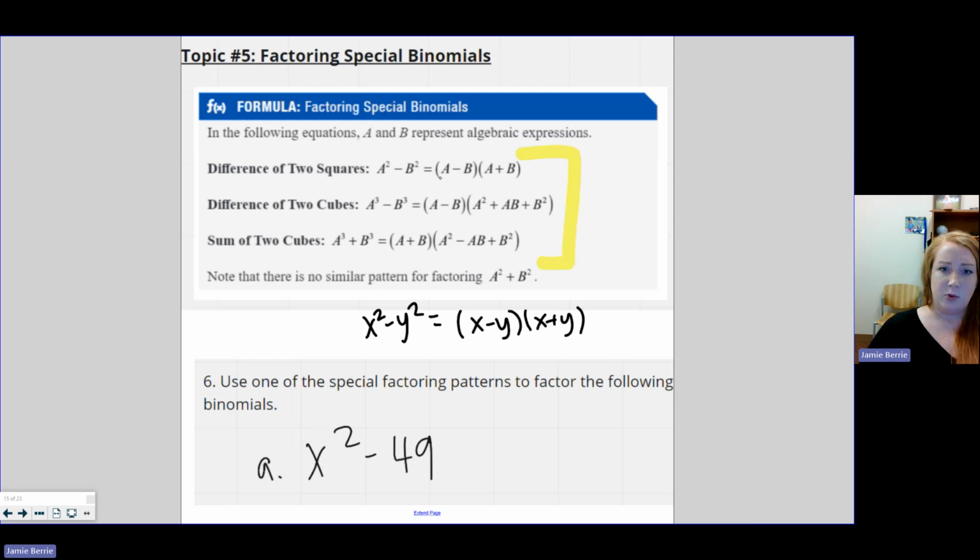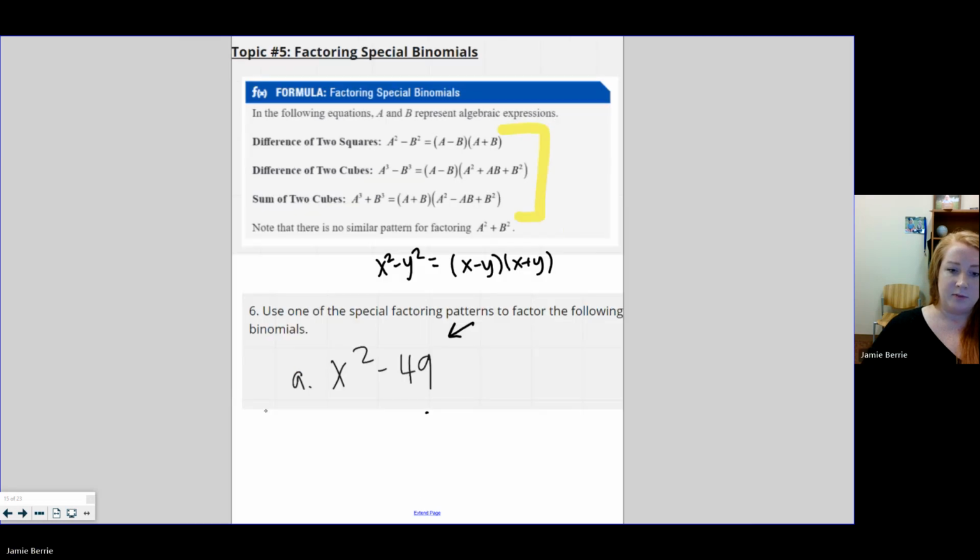All right, so difference of squares. This is where you have a perfect square minus a perfect square. They will typically look like this problem at the bottom, like x squared minus 49. What do I mean by a perfect square? Perfect squares are those numbers that have a perfect square root.